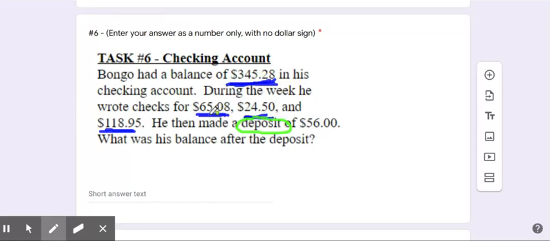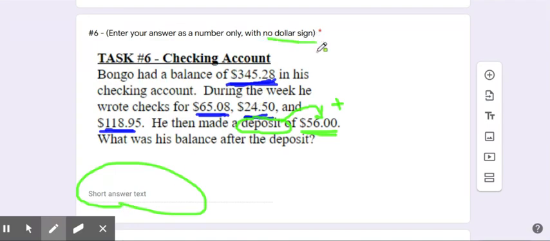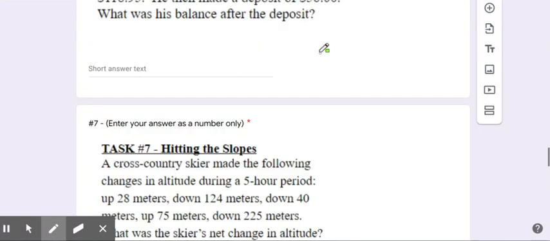So after you write these 3 checks, you will need to add $56. Okay? So I'm going to have $345.28 minus $65.08 minus $24.50 minus $118.95 plus 56, because when you deposit, money goes into your account, so you're going to add. So you need to figure out what is the final balance, and that's what you're going to put in the answer box. Again, as a number only, no $ sign.